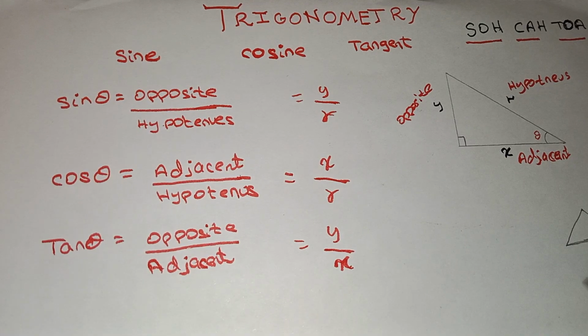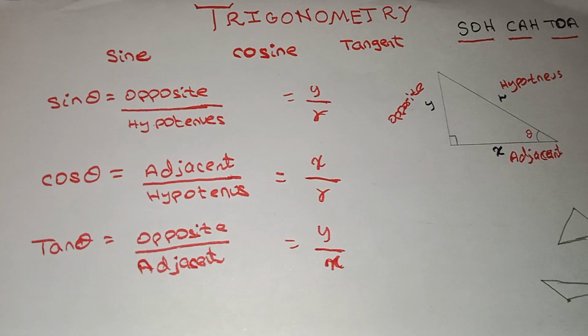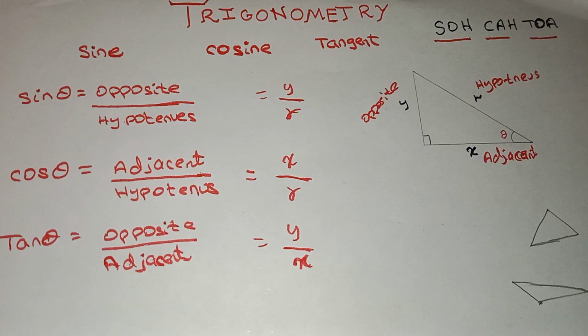So, let's take another example. What is this triangle? This is a normal triangle. Tell me, what is this triangle known as? This triangle is an obtuse triangle.